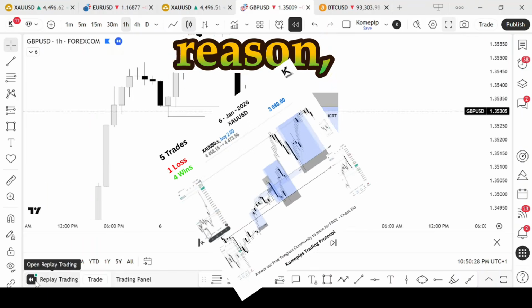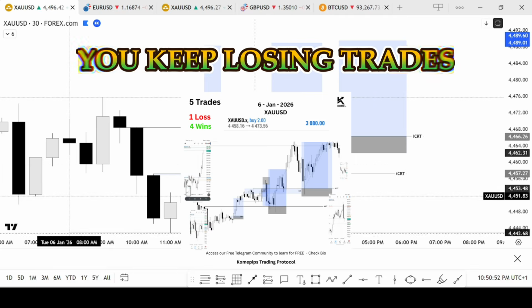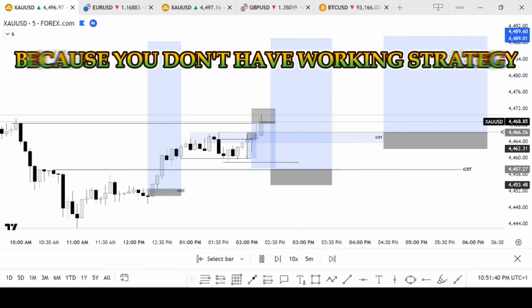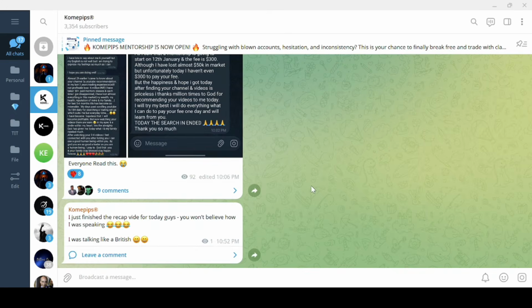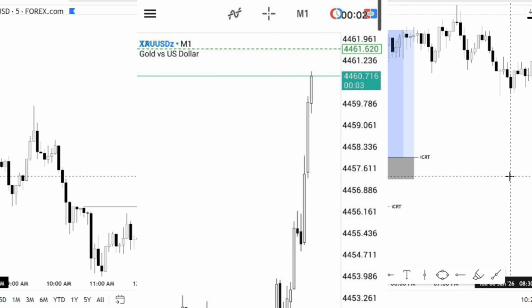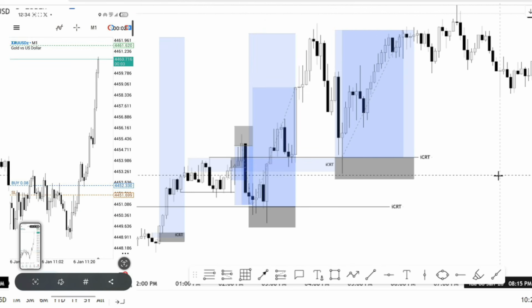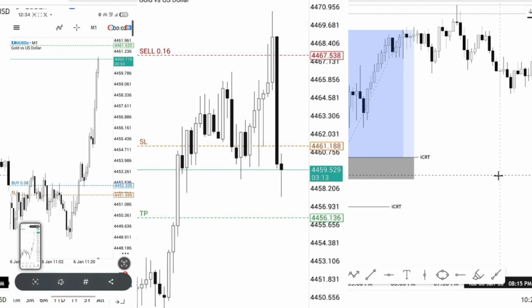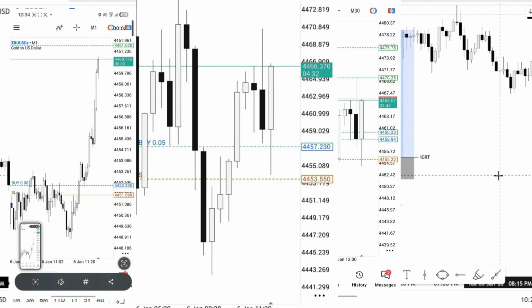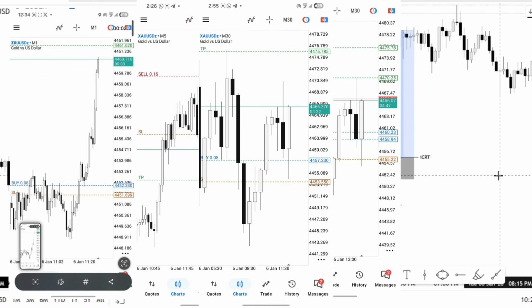One of the major reasons why you keep losing your trades is simply because you don't have a working strategy. Now let me show you exactly how you can improve your trading. These are live setups that I sent to my free Telegram channel. Stay tuned because I'm about to shift the way you think about trading. Now, how did I catch all of these setups?